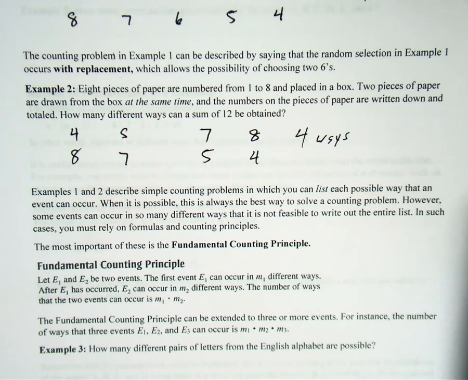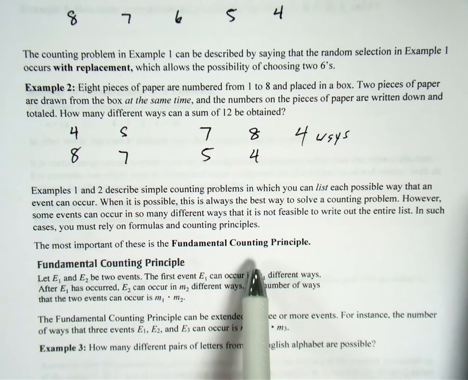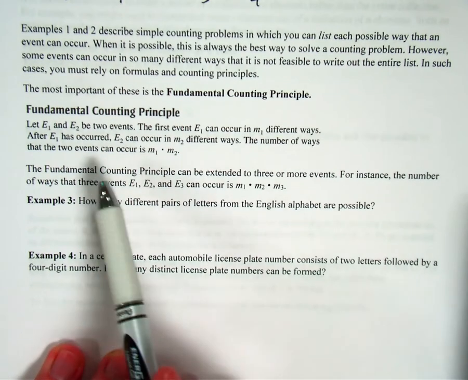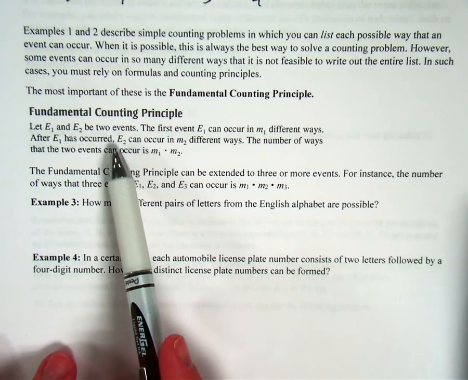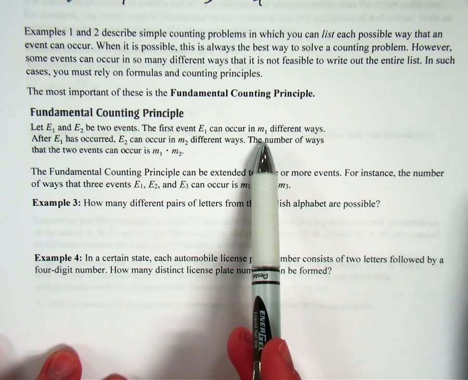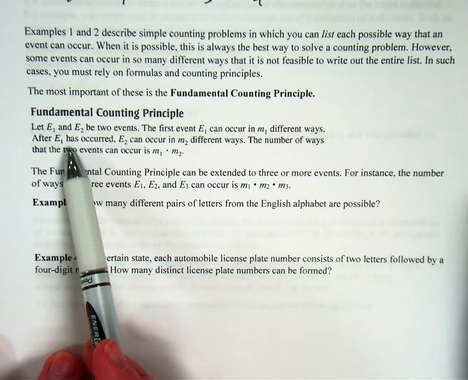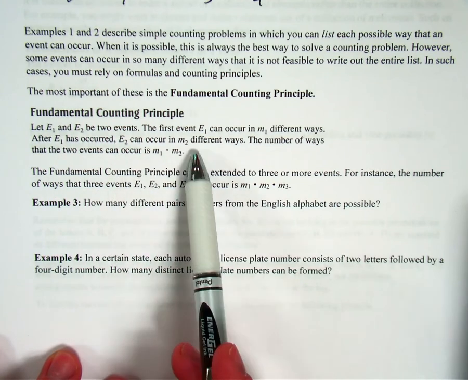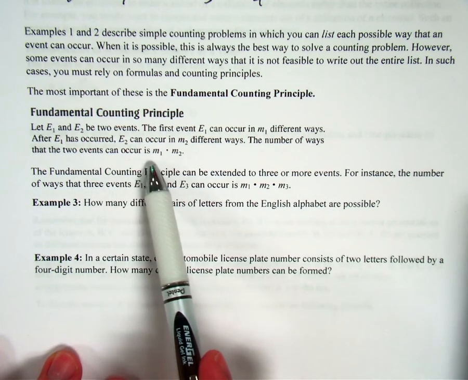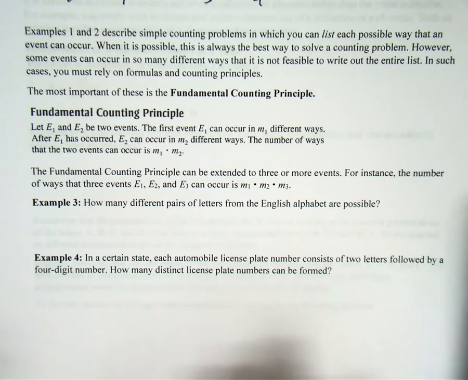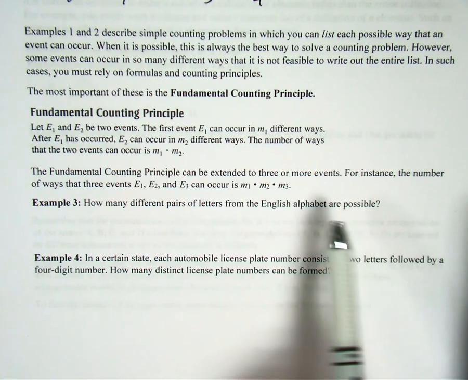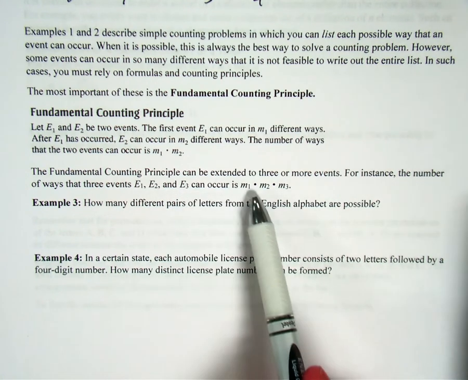The most important is the fundamental counting principle. Let E1 and E2 be 2 events. The first event, E1, can occur in M1 different ways. After E1 has occurred, E2 can then occur in M2 different ways. The number of ways that the 2 events can occur is M1 times M2. The fundamental counting principle can be extended to 3 or more events. If you have 3 events, then it's M1 times M2 times M3.